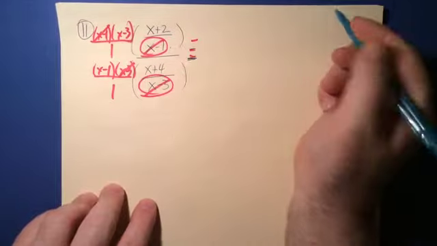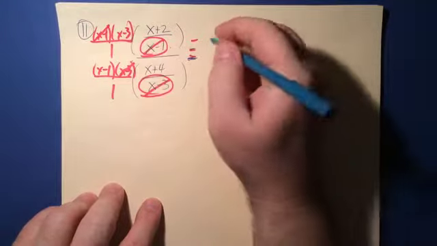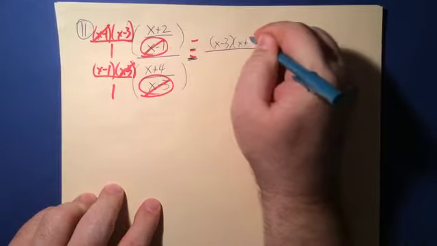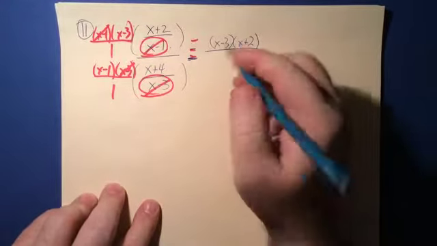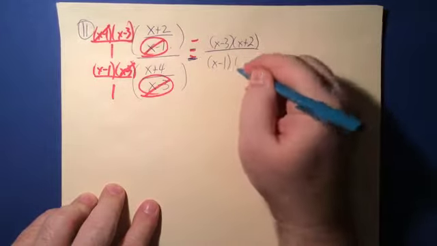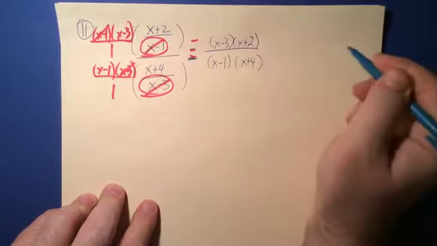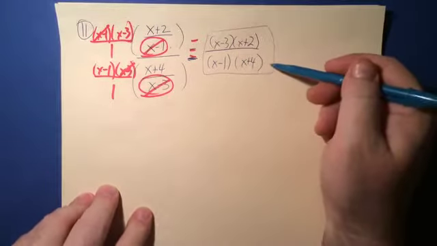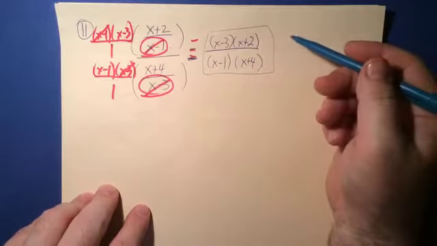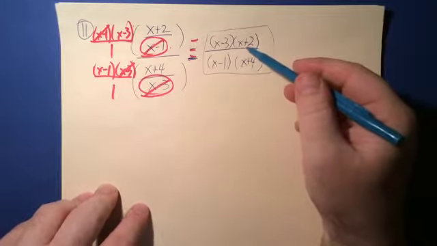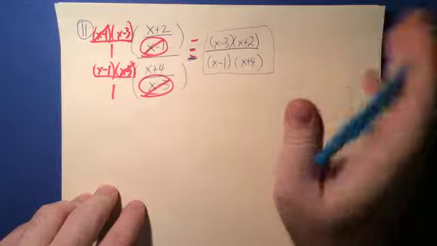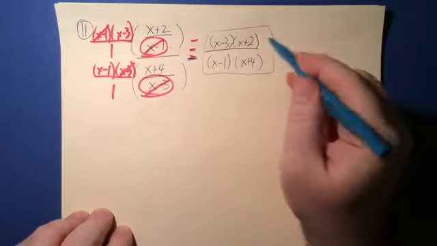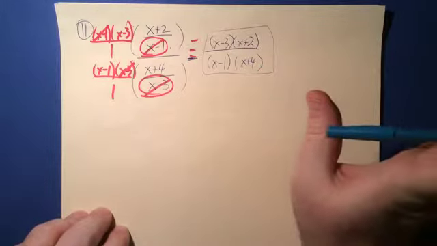So once I do that, I'm left with, on the top, the quantity of x minus 3 times x plus 2 over the quantity of x minus 1 times x plus 4. And at this point, this is as far as you need to take this. You've already done factoring. You are not trying to multiply this together by foiling. You may leave it in this form. That's going to be the expectation. And I think I need to make that perfectly clear. You don't need to do anything else with this other than what's done here.